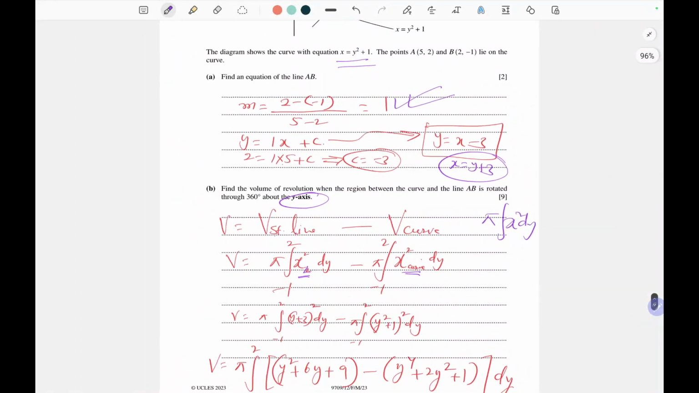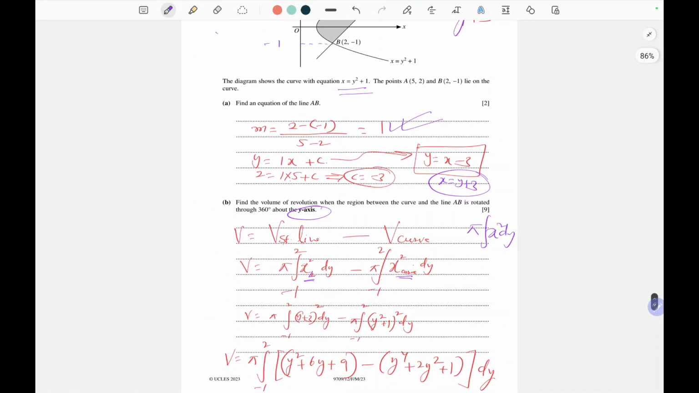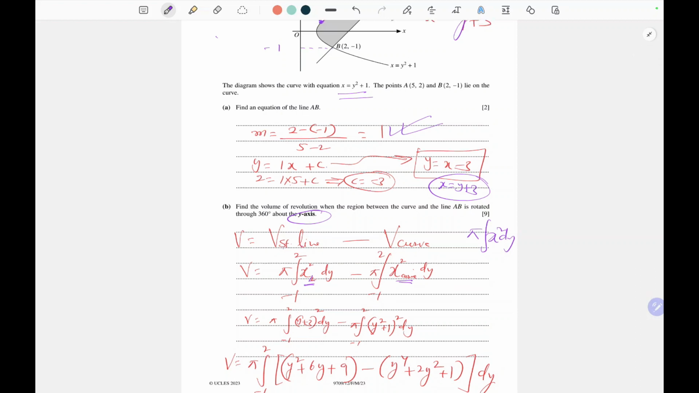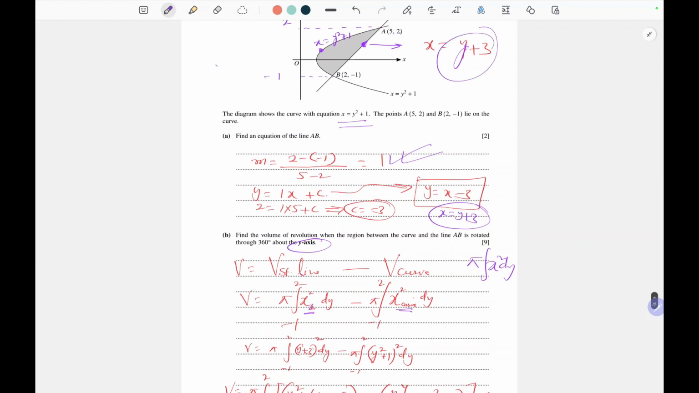Now, pi integral from minus 1 to 2 of x_L squared, and x_L is y plus 3. So it is x_L whole squared, like x squared. So y plus 3 whole squared minus pi x squared. So x squared is y squared plus 1. So x is y squared plus 1, right? So y squared plus 1 whole squared we have to do. So this is very important information.